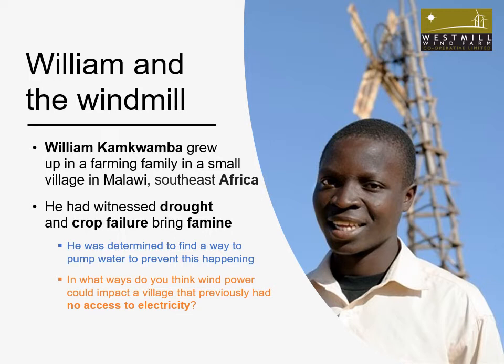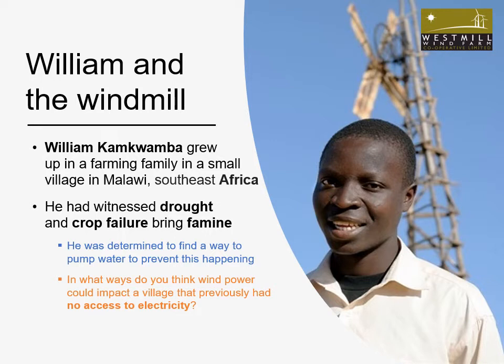Due to this lack of electrical power, they had lots of problems, not just with everyday life, but also with their farming. And when they relied on it, things like the failure of crops could bring more extreme problems like famine, where they simply could not produce enough for the community to eat. William was simply not prepared to stand by and watch these things happen to his family and his community.